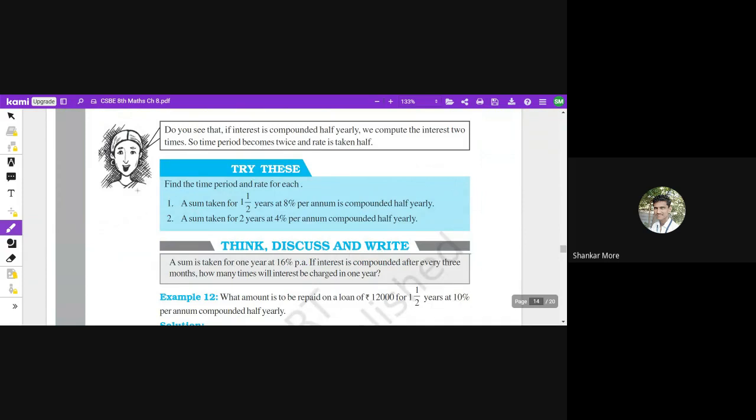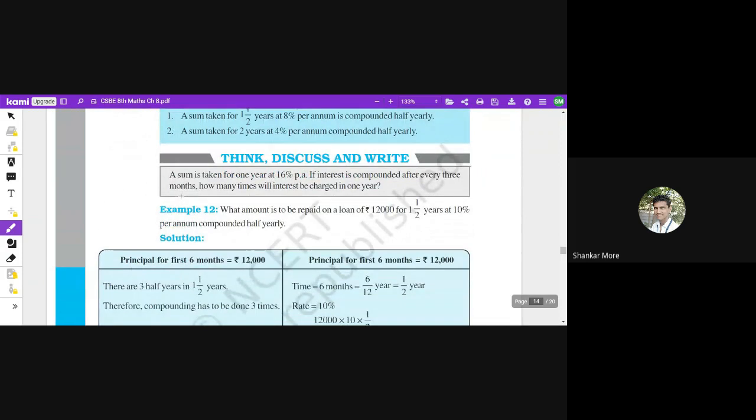So you can calculate for these two problems, right? So think, discuss, and write. A sum is taken for 1 year at the rate of 16% per annum. If the interest is compounded after every 3 months, how many times will the interest be charged in 1 year? So can you answer this? How many times will the interest be charged? You just have to tell me how many times. Will it be once? Will it be twice? Will it be thrice? Or will it be four times?